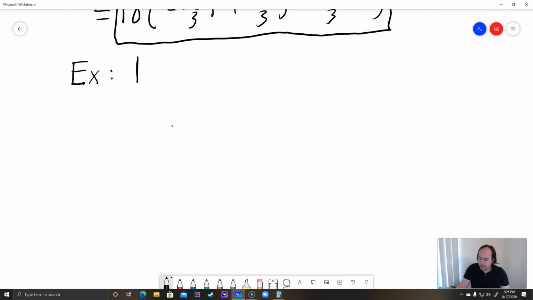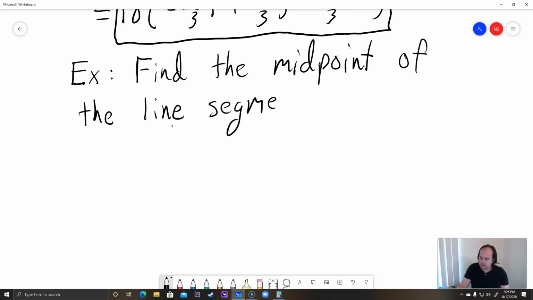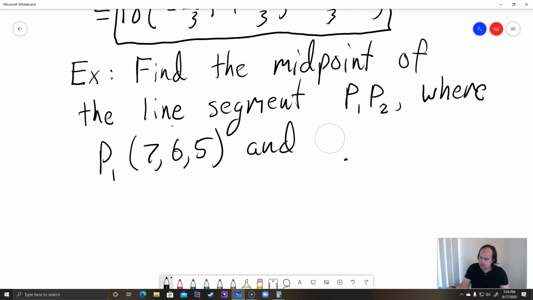So example: find the midpoint of the line segment P1, P2, where P1 is the point 7, 6, 5, and P2 is the point 6, 7, 6.